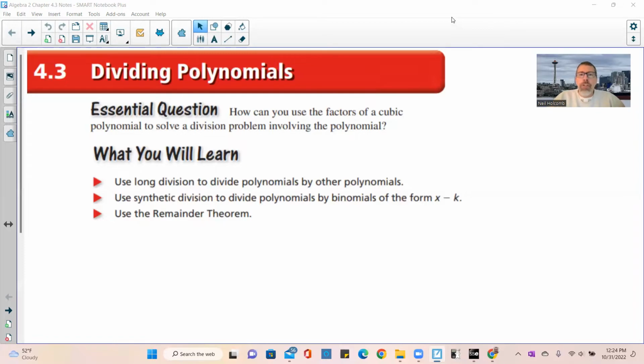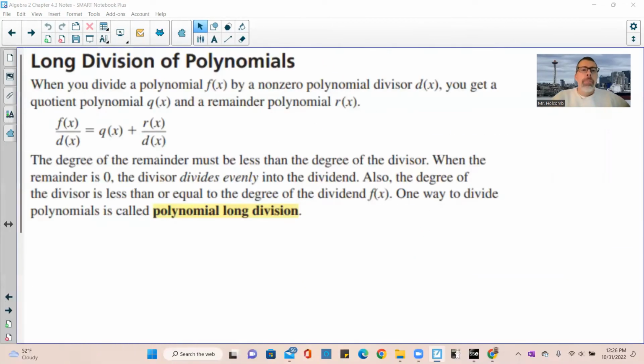So without any further ado, long division of polynomials. When you divide a polynomial f of x by a non-zero polynomial divisor d of x, where f of x is a function that we're calling a polynomial, and d of x is a non-zero polynomial, we're calling it d of x because it's the divisor, you get a quotient polynomial we're going to call q of x, and a remainder polynomial r of x.